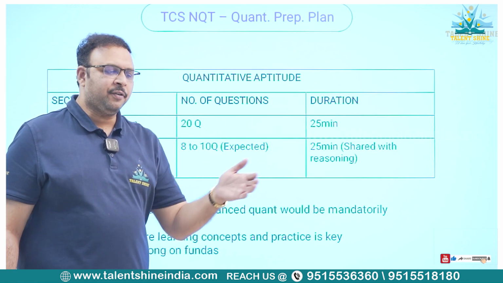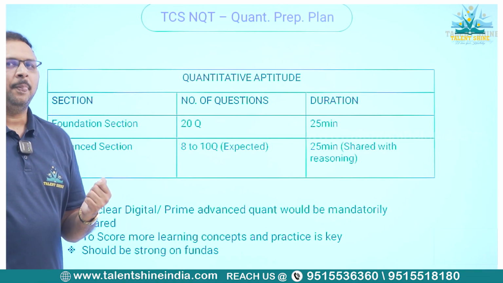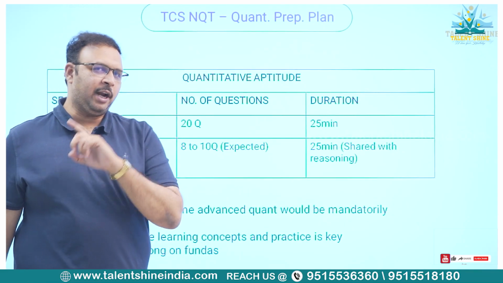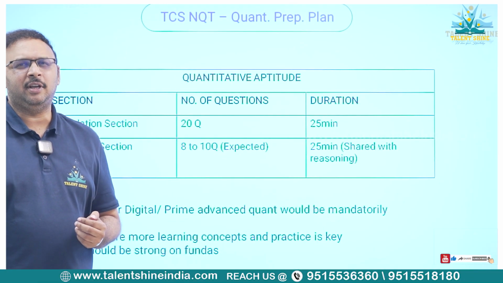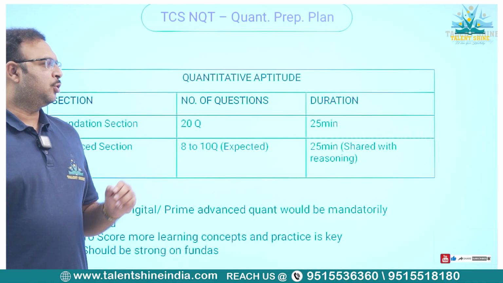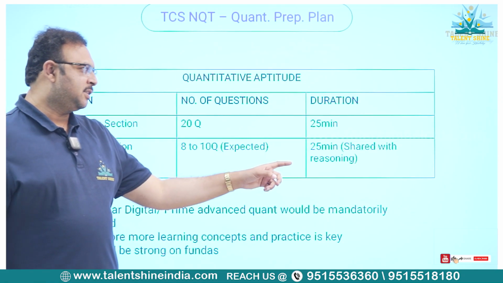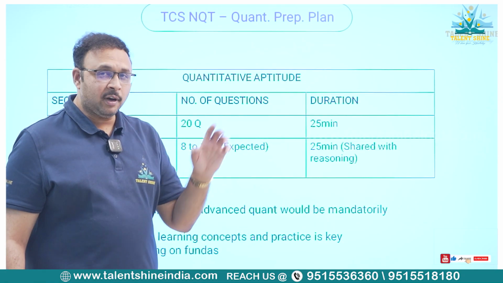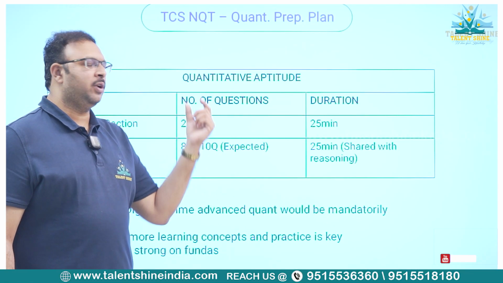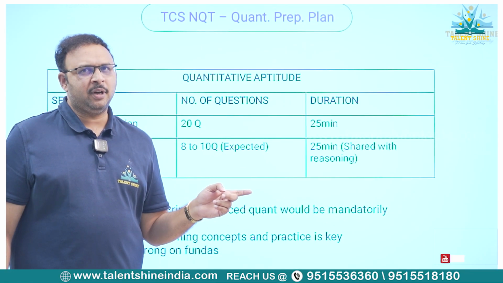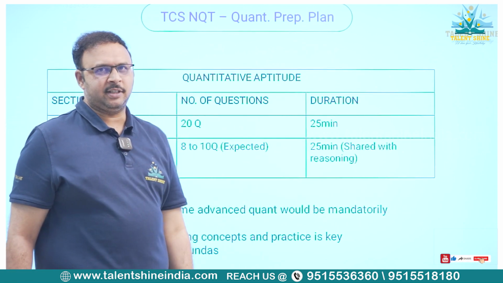Next, after the foundation section, there is one more section, the advanced section. In the advanced section, we have the advanced aptitude section that has both quant and reasoning ability. Totally 14 questions come there, in 25 minutes. Out of these 14, we are expecting 8 to 10 questions in quantitative aptitude, and the remaining from reasoning. This 25 minutes is shared with the reasoning.